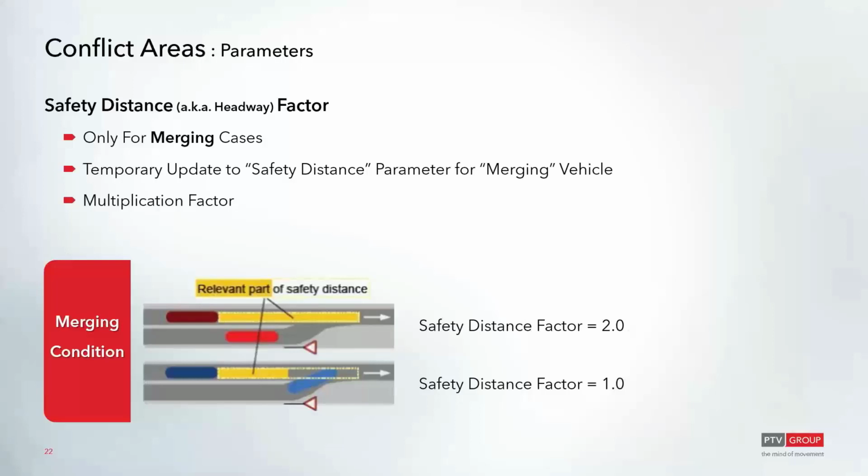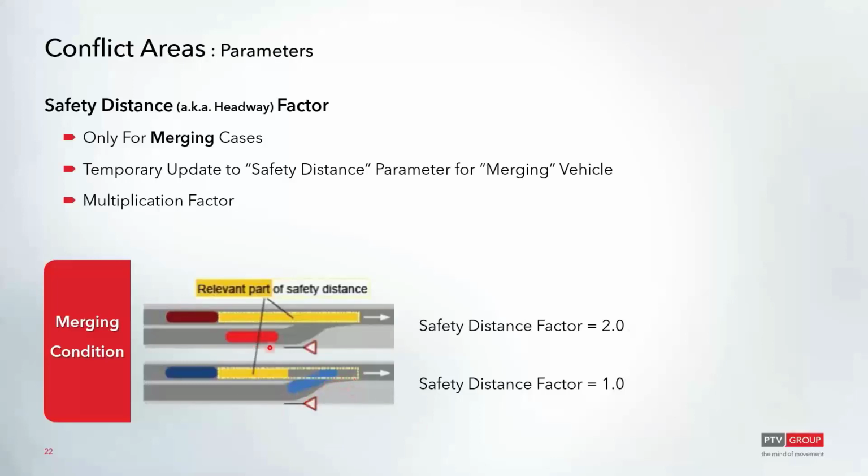And then we also have a safety distance factor. This will apply a temporary update to the main safety distance parameter that those vehicles will be using. They will temporarily have this factor applied and then go back to using their regular safety distance factor. This factor is multiplied by its normal desired safety, and that vehicle will try to determine the minimum distance that the yielding vehicle has to keep as it's entering that conflict area.